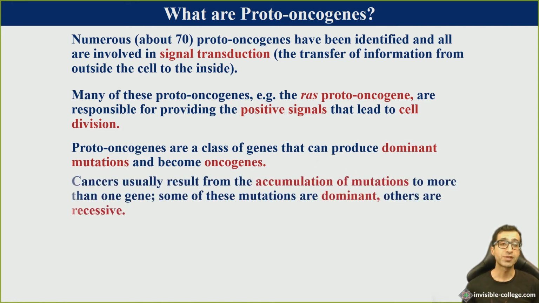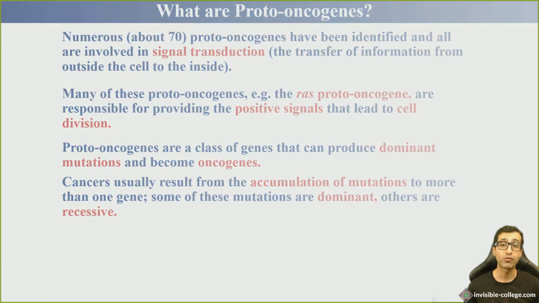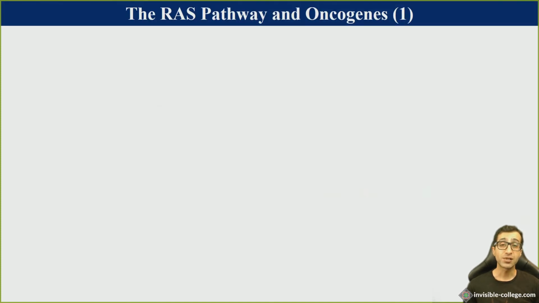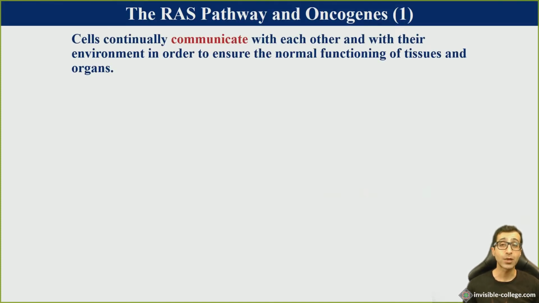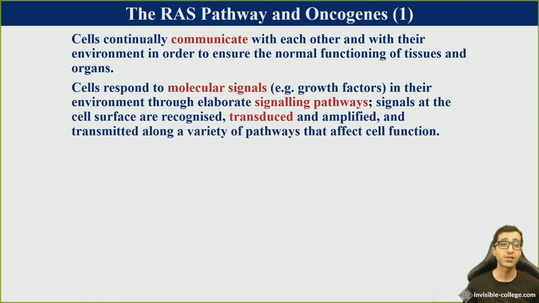So cancers usually result from the accumulation of many mutations to more than one gene. Some of these mutations can be dominant and others can be recessive. Cells continuously communicate with each other and with their environment in order to ensure their normal functioning. So cells will respond to molecular signals such as growth factors in their environment, and this involves elaborate signaling pathways. Signals on the cell surface are recognized, transduced, amplified and transmitted along a variety of different pathways and chemical cascades, and all of these will affect cell division.